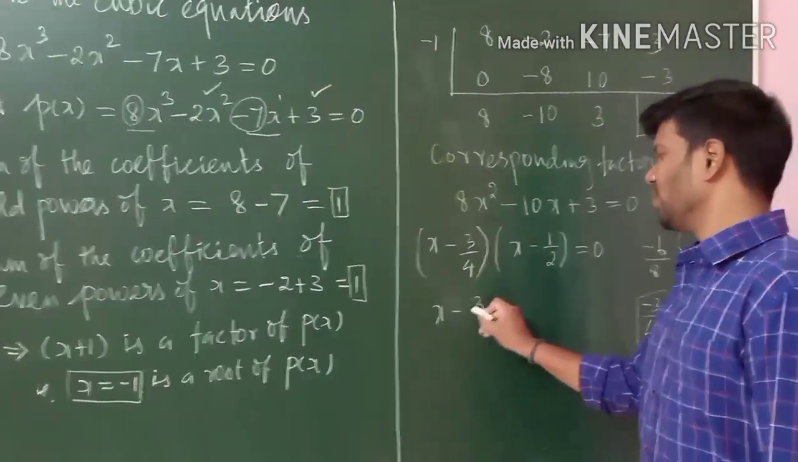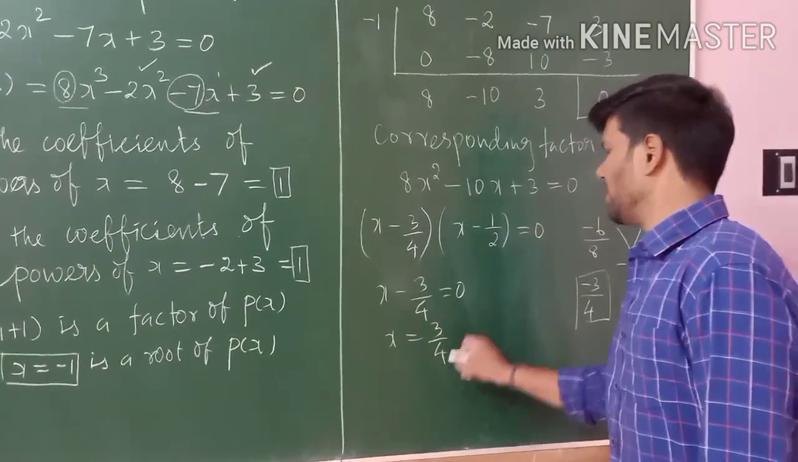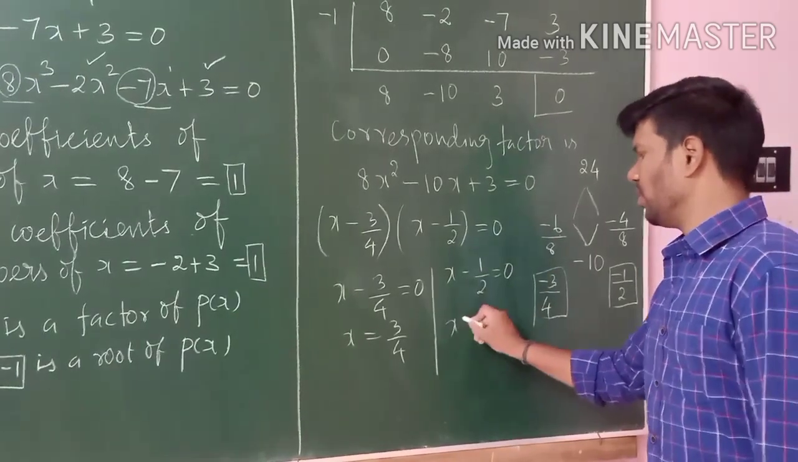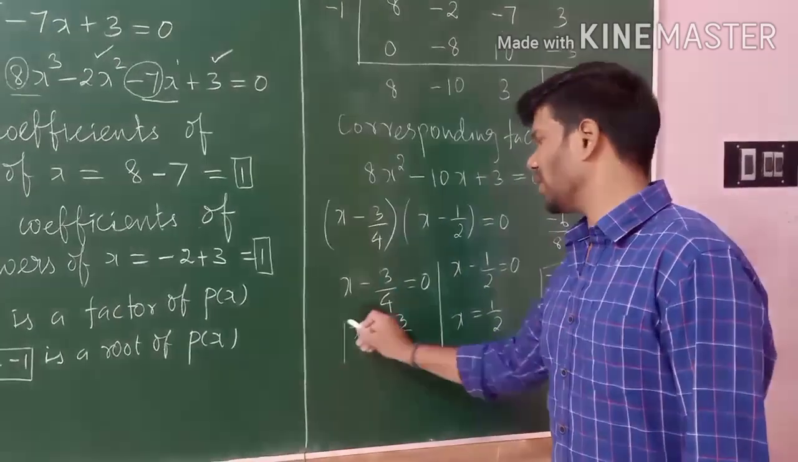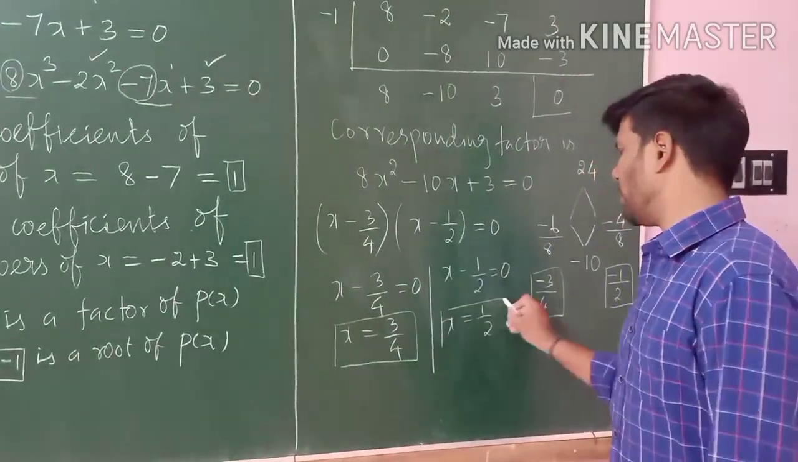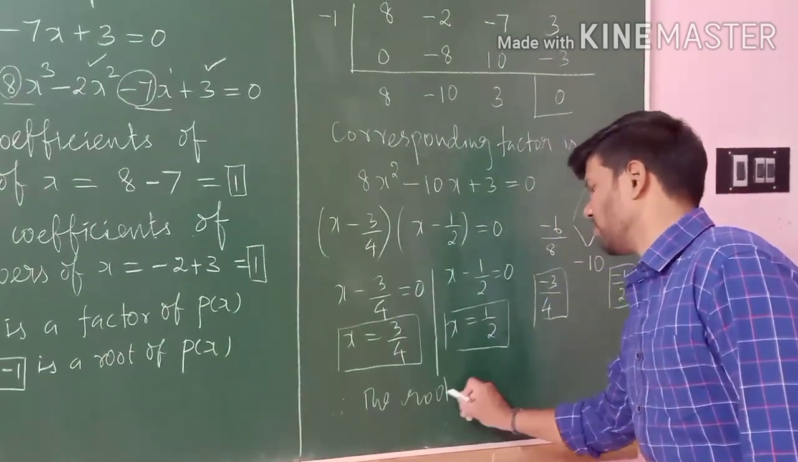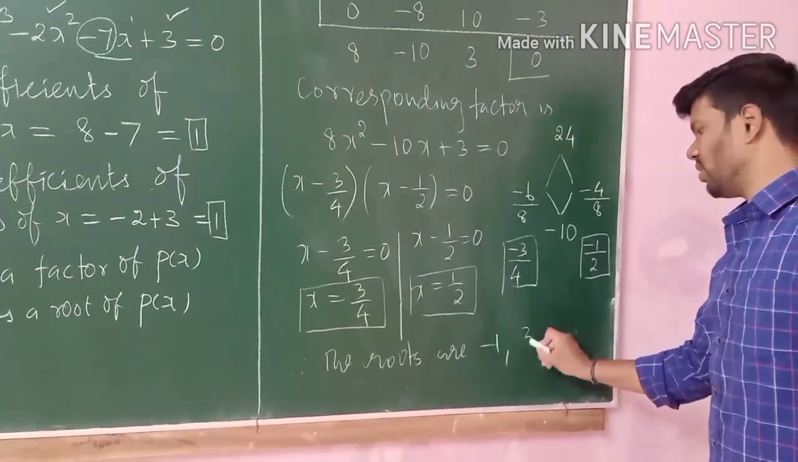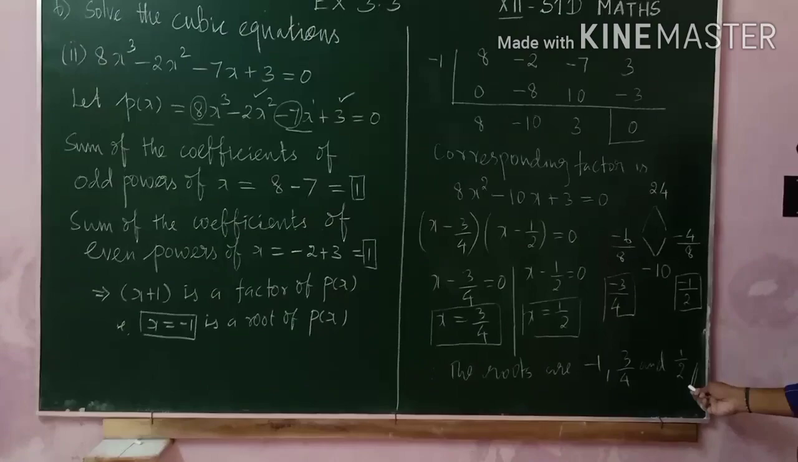So x minus 3 by 4 equal to 0, x is equal to 3 by 4, and x minus 1 by 2 equal to 0, x is equal to 1 by 2. So we found the other two roots. What are they? 3 by 4 and 1 by 2. Therefore, the roots are: what is our first root? Minus 1. Second root 3 by 4 and third root 1 by 2. So the roots are minus 1, 3 by 4 and 1 by 2.